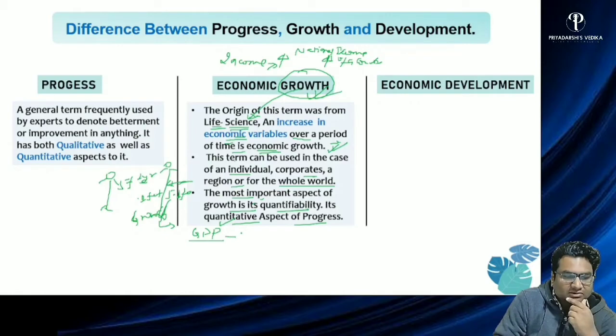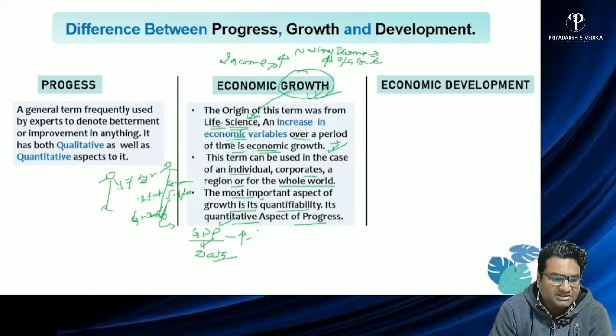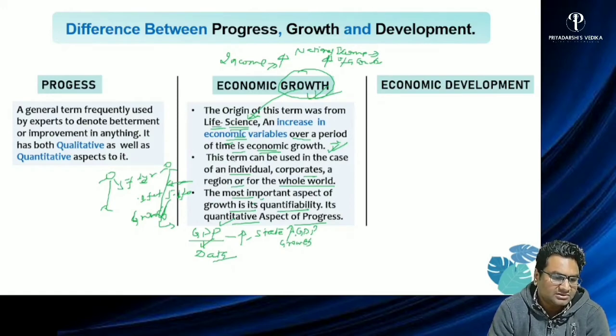Okay, so GDP is increasing, so we can say this is a single data. It can be expressed in quantity. So GDP increasing means, say, if a state's GDP is increasing, this state is making growth. Okay, state is making growth.